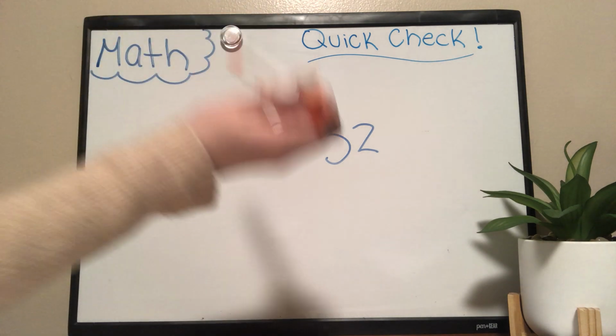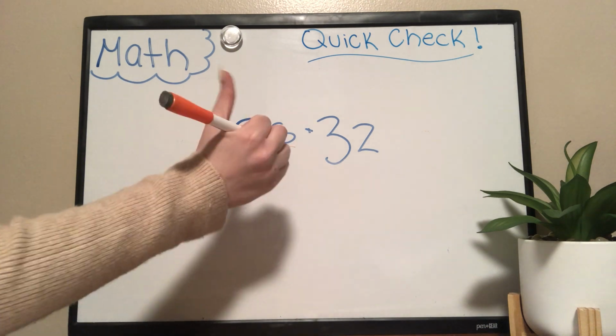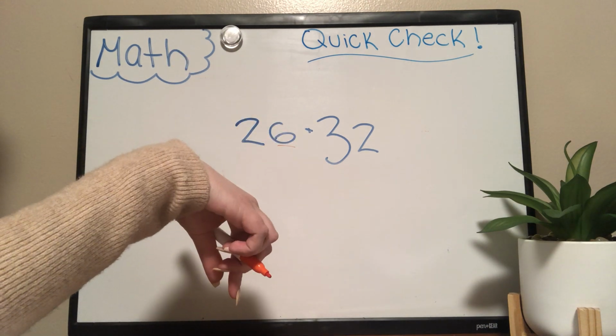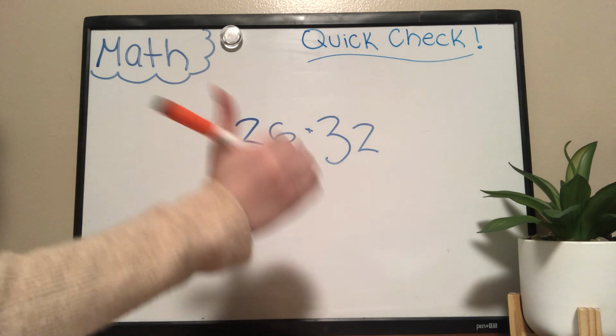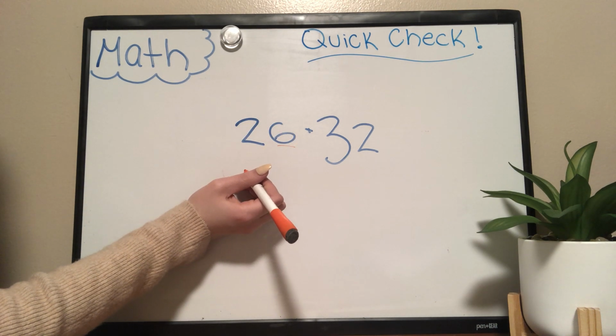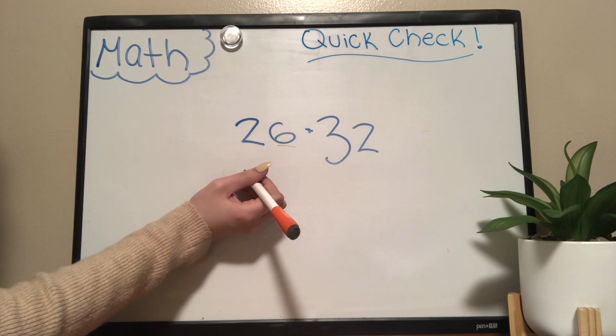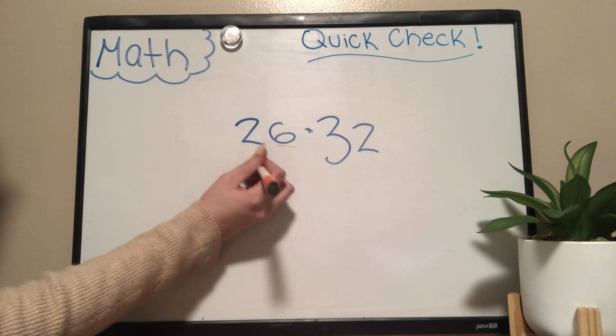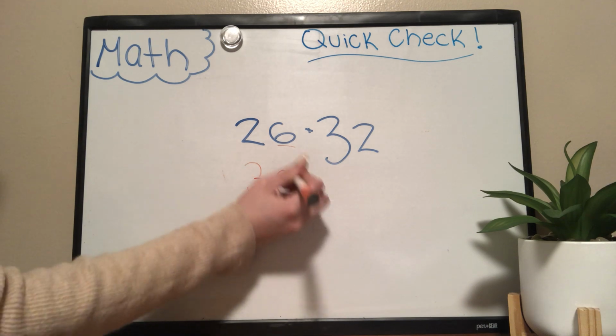26, we have a 6 here. Is 6 a number that tells us to go up or down? Awesome job. 6 is a number that tells us to go up. So are we going up to 20 or are we going up to 30? Awesome. We're going up to 30.